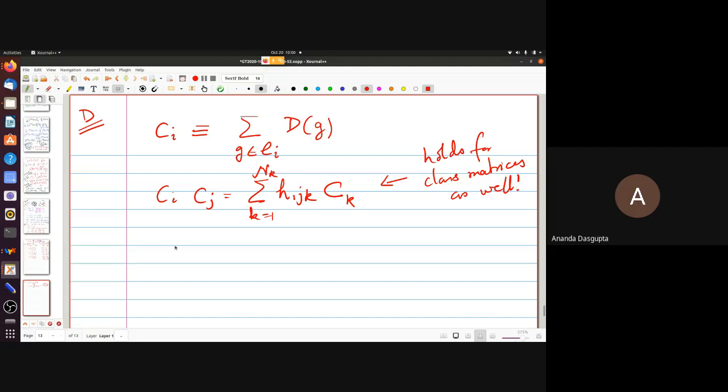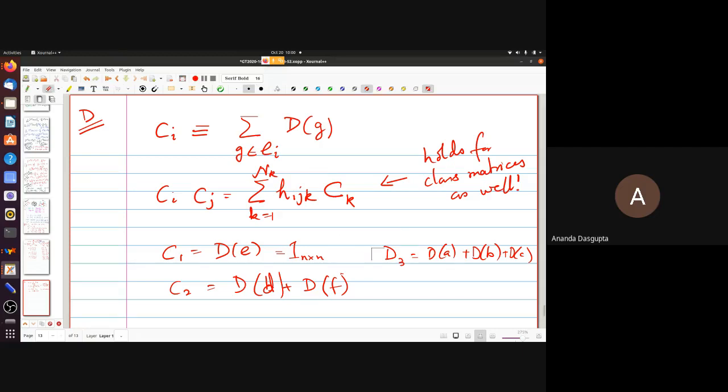So, for example, in my particular case, C1 will be just D of E, which will of course be the identity matrix, n by n identity matrix. C2 will be D of D plus D of F, another n by n matrix. C3 will be D of A plus D of B plus D of C. Okay. But when you say multiply C2 with C3, what will happen?